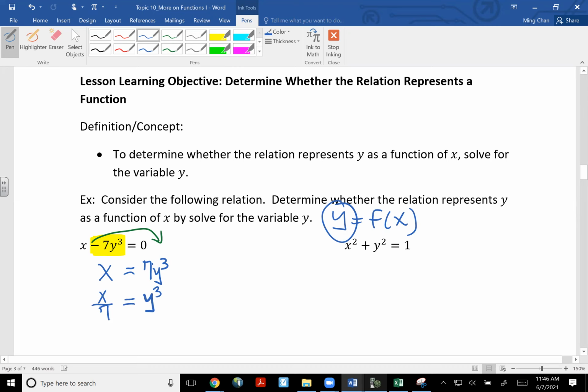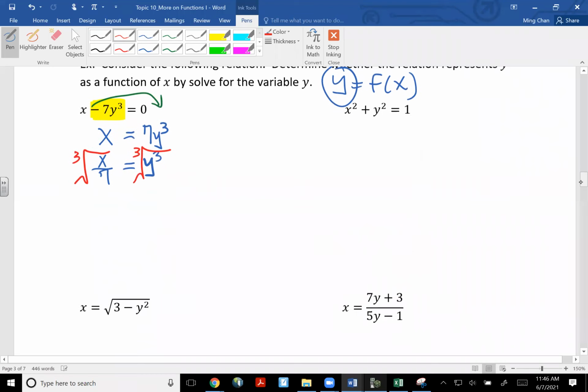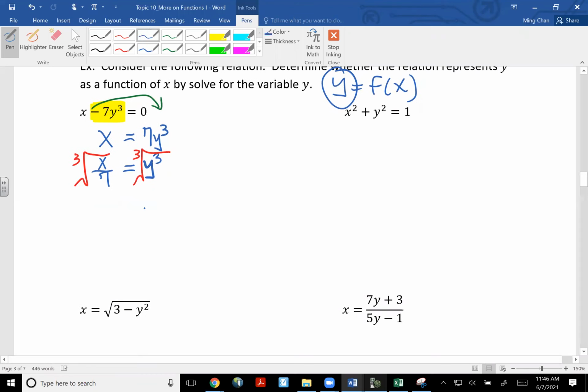So to get y by itself, similar to solving x squared equations, since I only got 2 terms, I can just simply take a cube root on both sides. Remember how we take a square root on both sides before? Here we can take a cube root on both sides. So we get y is equal to the cube root of x over 7, or 1 over 7 x, either way. Okay. So we just wrote that relation as y equal. If we did, then this is a function.